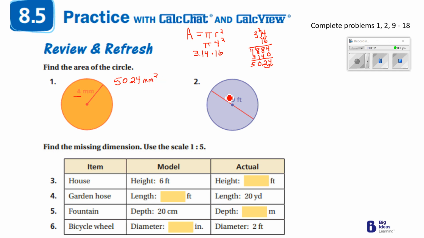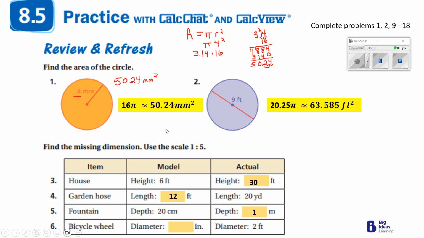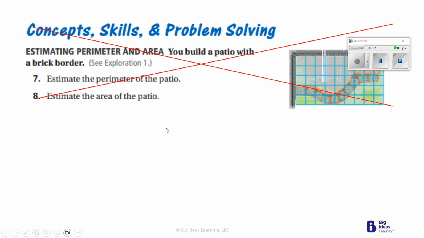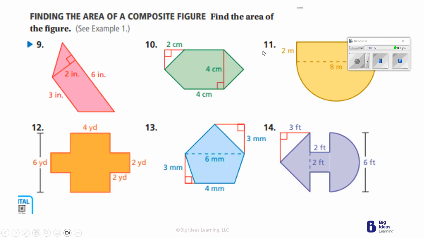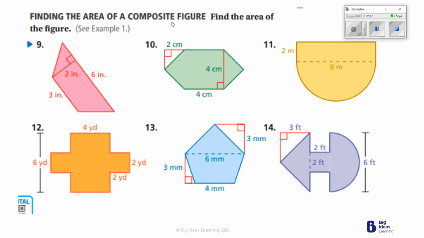All right, number 2 is for you to do. 3 through 6 you didn't have to do, so we're going to skip over them. All right, so here we are with number 9. It says find the area of these composite figures.